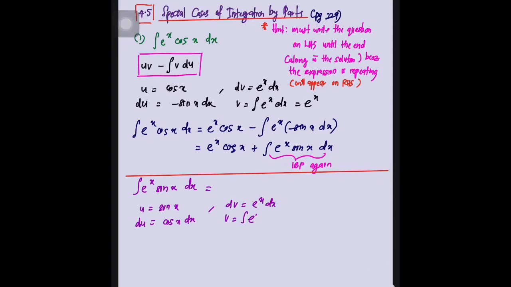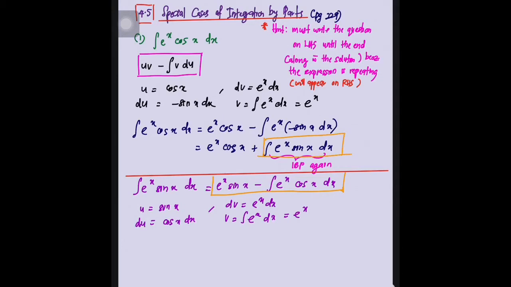v is integrate of e power of x dx. So you will get e power of x sin x, your v is e power of x, minus integrate v du. Your v is e power of x, your du is cos x dx. This is the answer for this part.